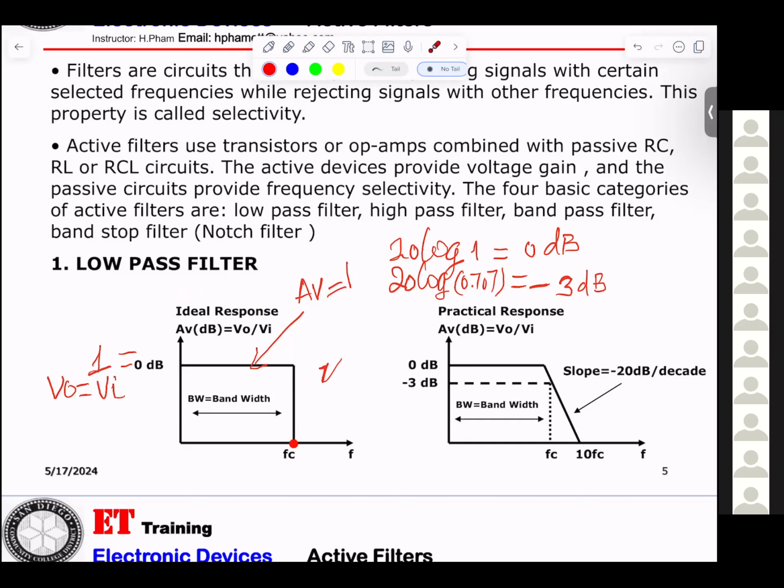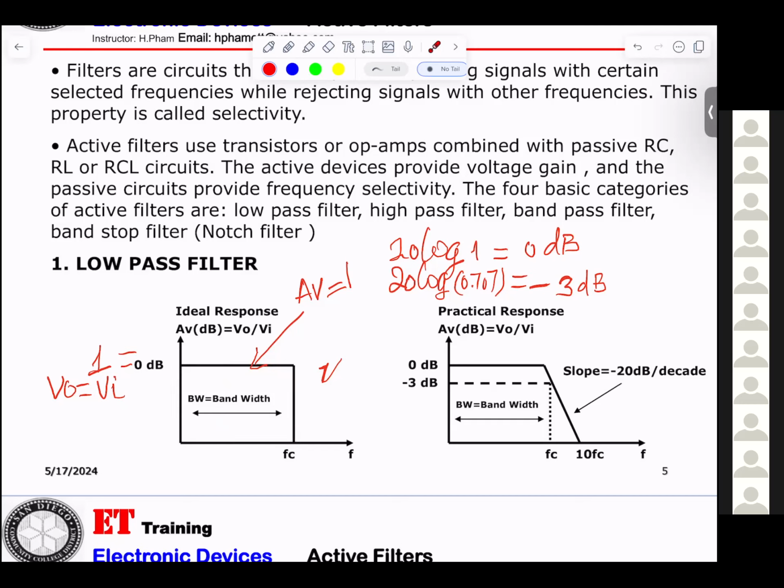And they get the FC. FC stands for cutoff frequency. That tells you the signal transmitted below the cutoff cannot be changed: 5 volt peak to peak in and still 5 volt peak to peak out. Okay, and that is the ideal case. However, in reality, it does not happen that way.